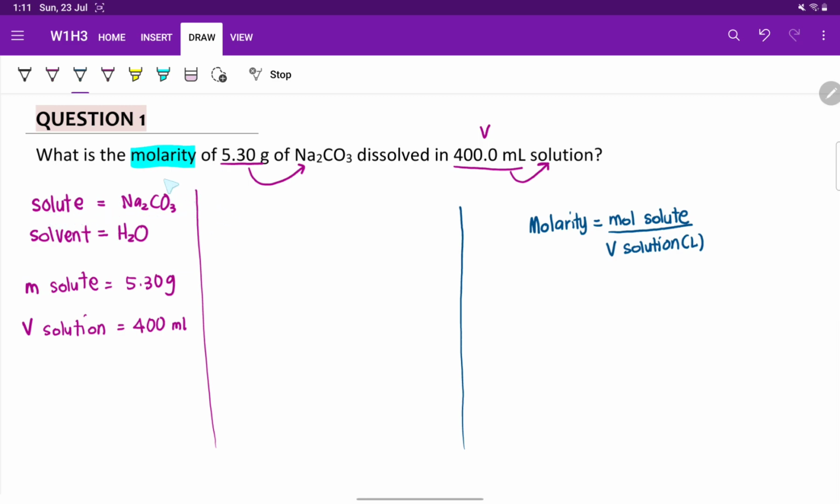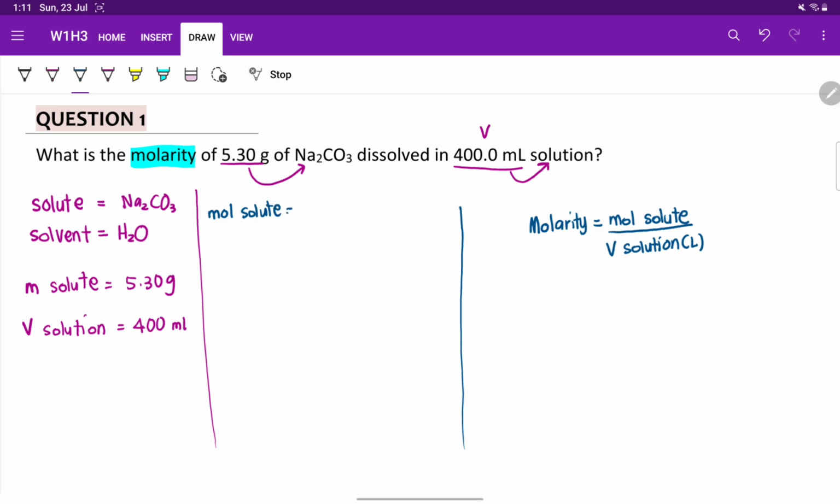So, since dekat sini, kita dah labelkan our solute is sodium carbonate over here. So, I just write down over here, okay, saya tulis dalam bentuk simbol. So, N adalah number of mole untuk solute. Ataupun kalau awak nak tulis, letaklah dekat sini mole solute.